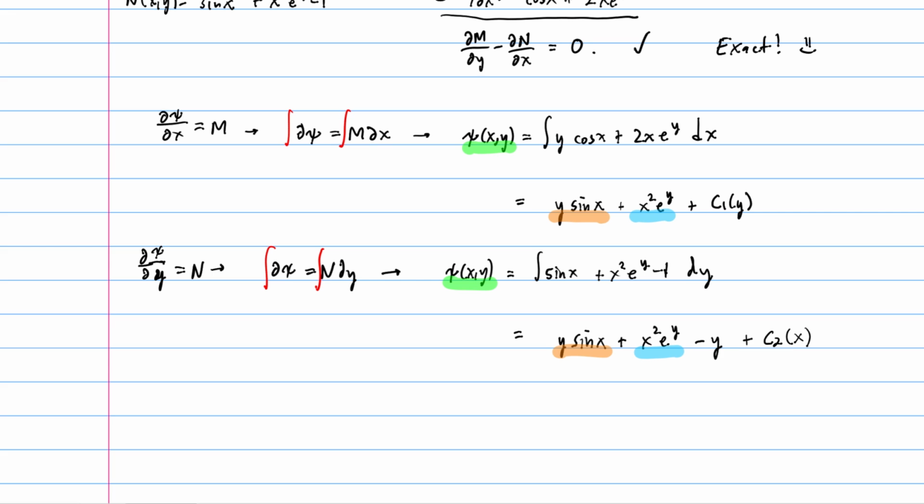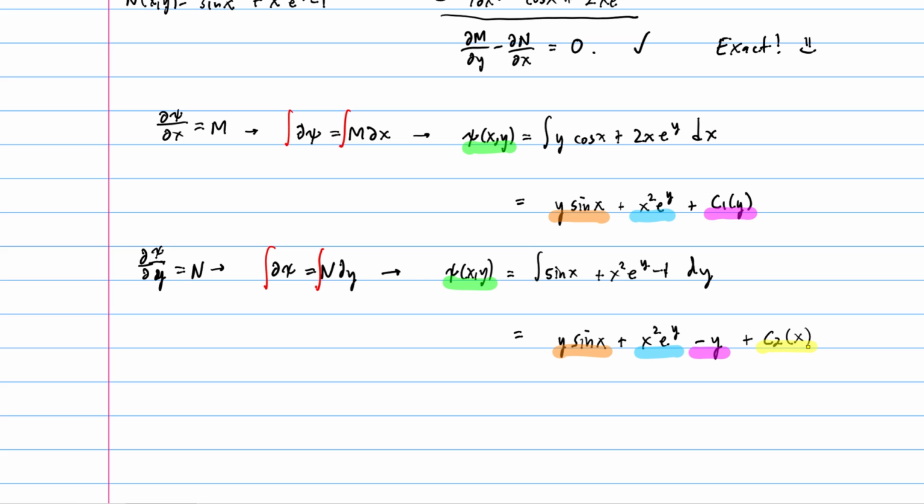It also needs, let's do magenta, a minus y. We don't have a minus y in the first one, but that's because the minus y must be wrapped up in this constant function, right? In this function. So we need that. We need the minus y. And then on the other side here, the last thing is this constant with respect to x.